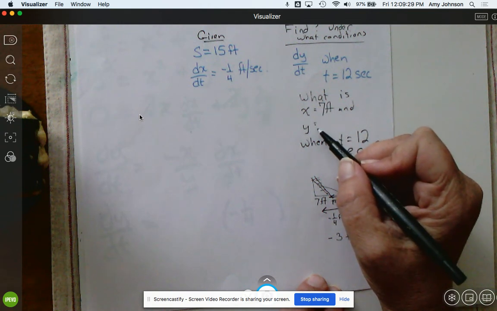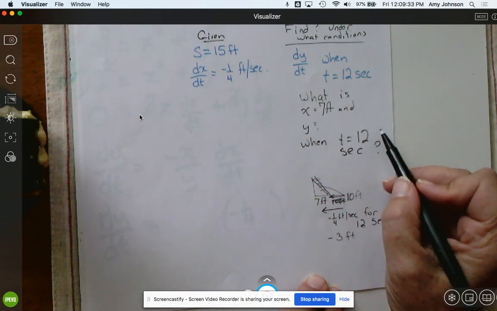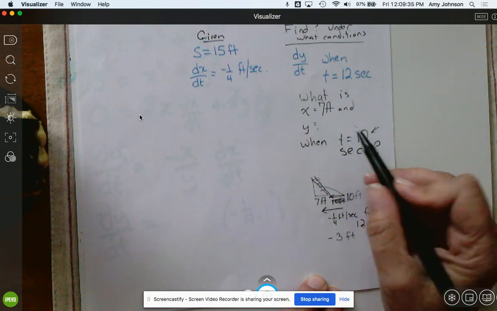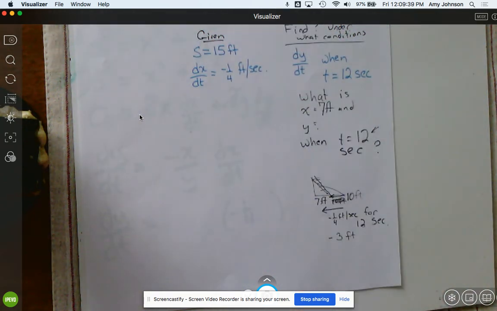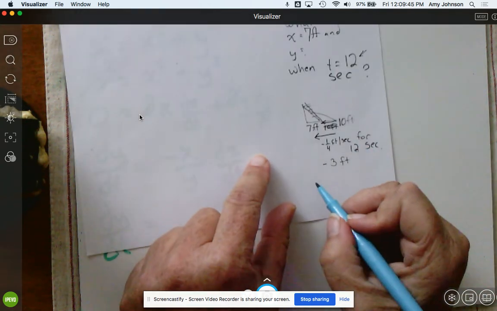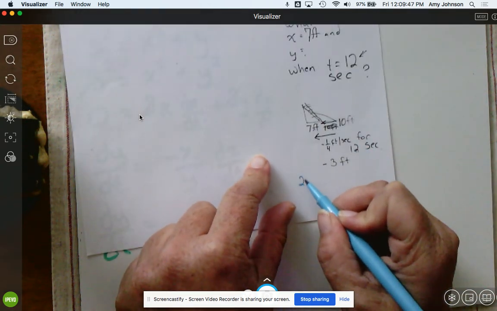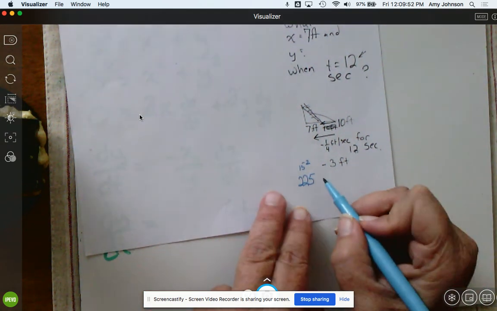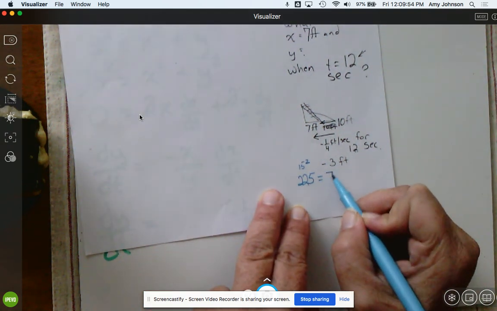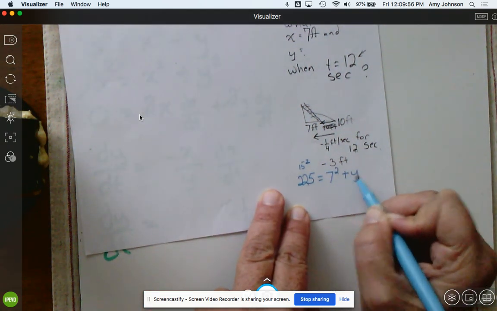So what's the Y value? Well, guess what? At this particular time, at 12 seconds, we know X is 7 and Y is 15. So I can go ahead and solve that. I can just use Pythag here. So I have 225, because that's 15 squared, equals X squared, which is 7 squared, plus Y squared.